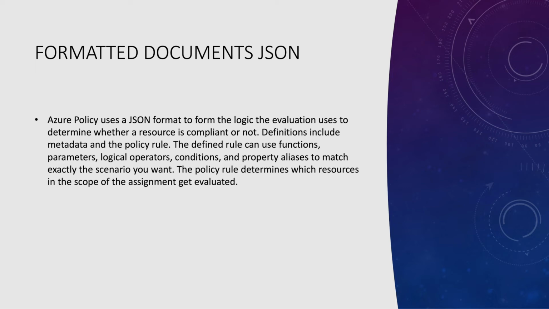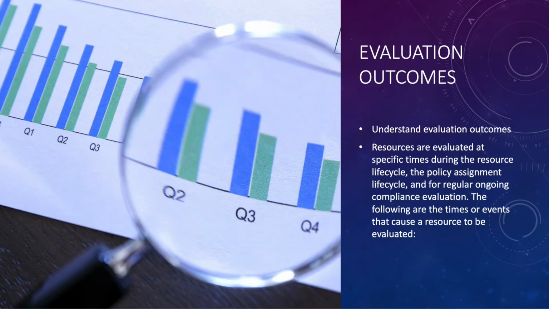The policy rule will determine which resources in the scope of the assignment get evaluated. Right? So evaluation outcomes, basically those resources are evaluated at specific times during the resource life cycle, the policy assignment life cycle, and for regular ongoing compliance evaluation. The cool part about this is that all this stuff can be saved, or you can do a push button process in case you get a surprise.